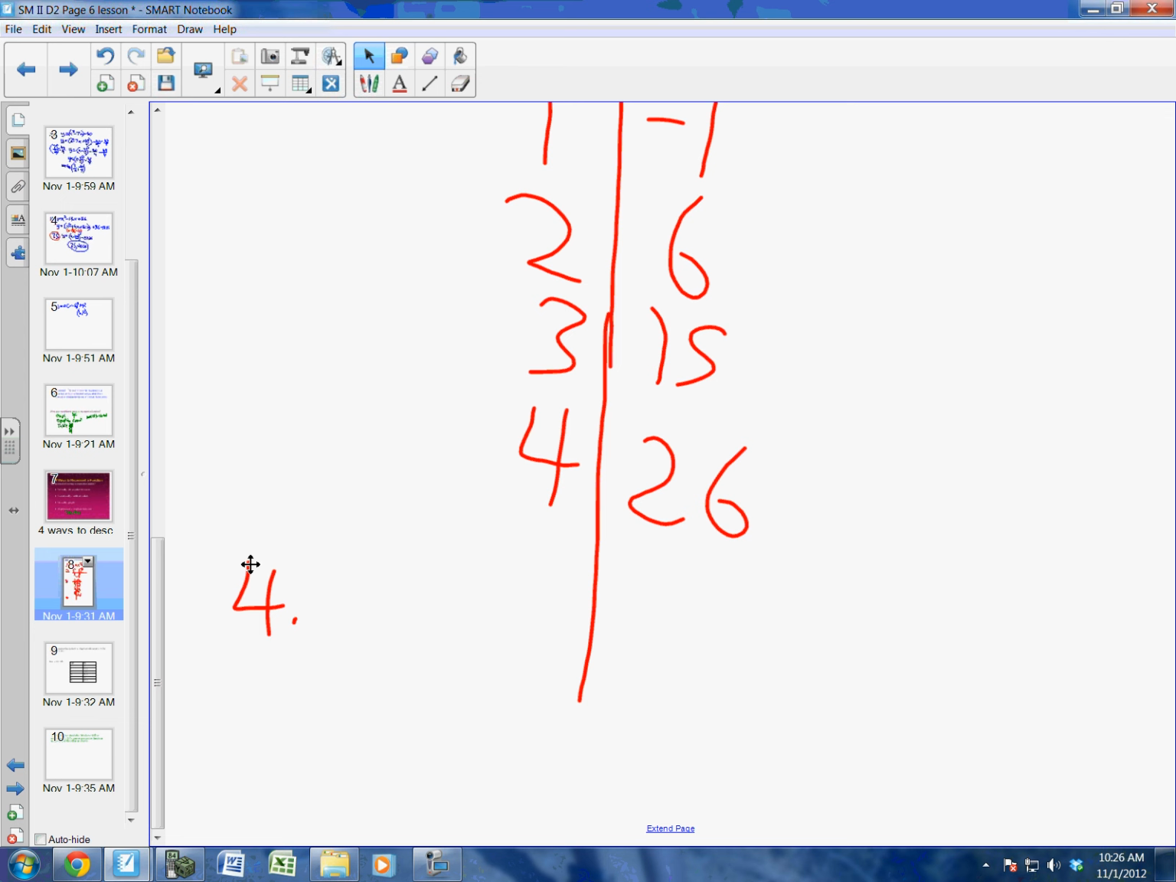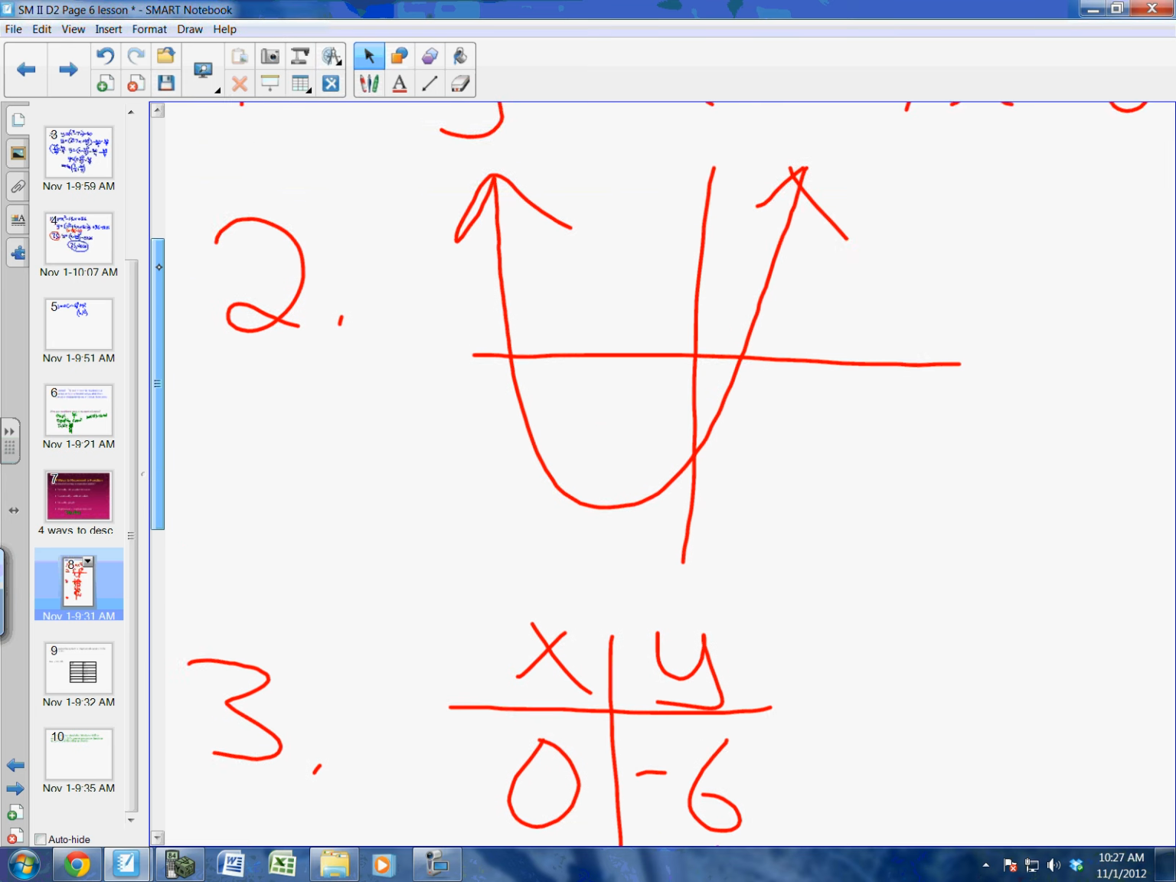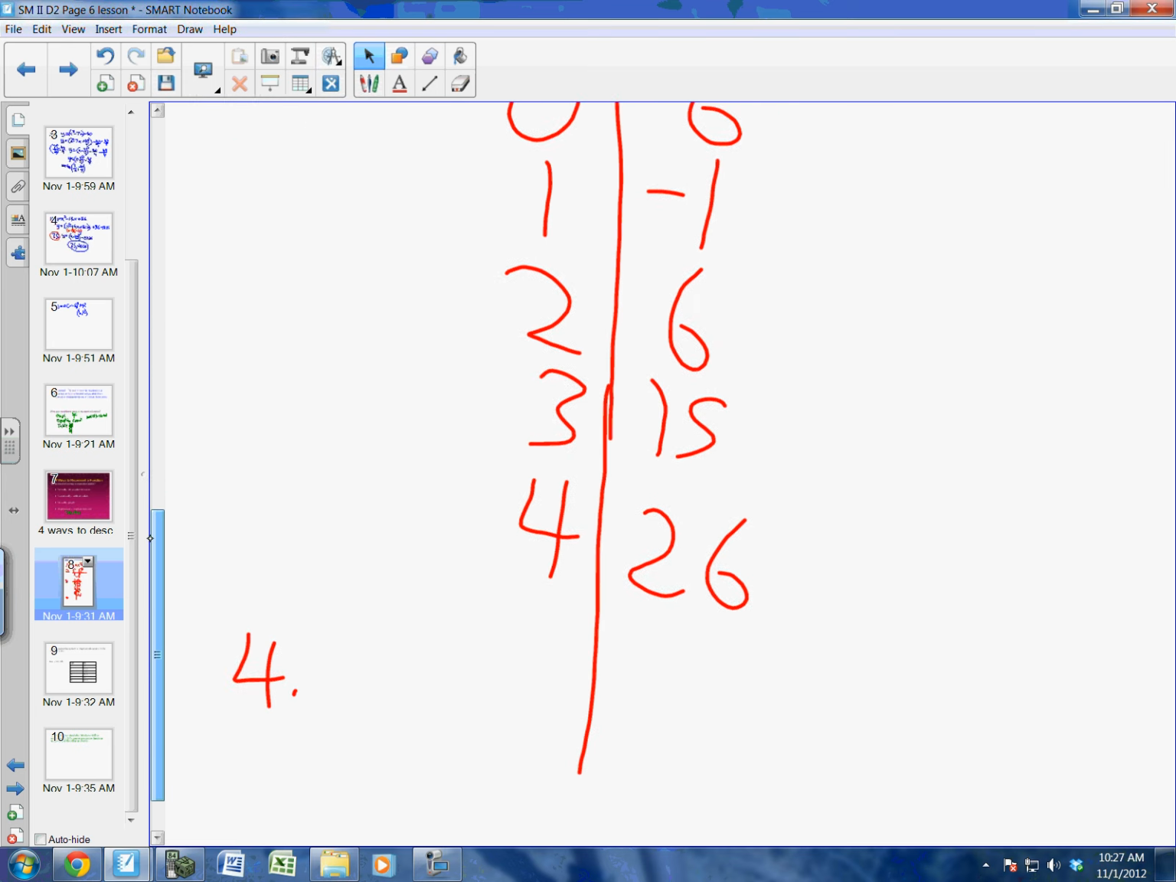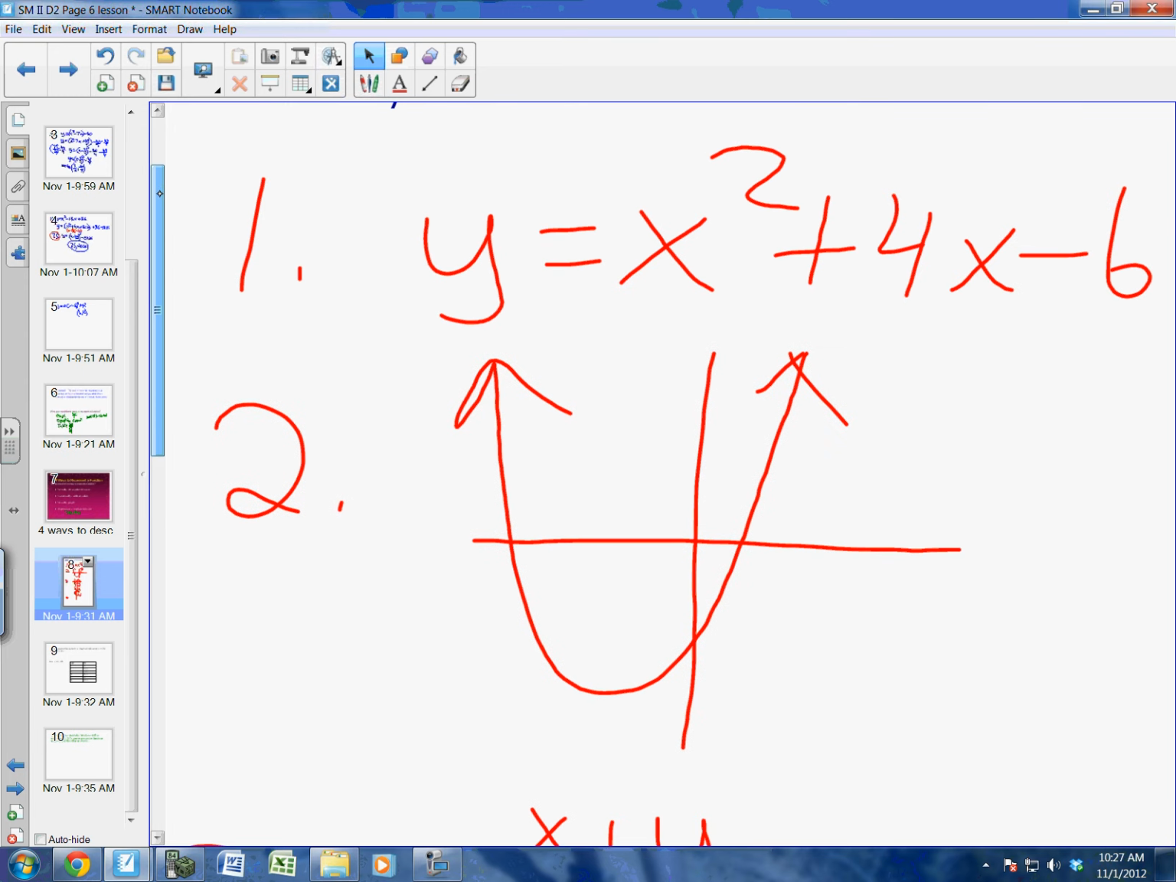Could we name its vertex? We could name its vertex. We could name whether it opens up or down. We could say that the a value was 1. We could state the x-intercepts and the y-intercepts. So we could do all that to state it verbally, but it probably isn't worth it on this problem. There are some problems where it's more important to name it verbally.